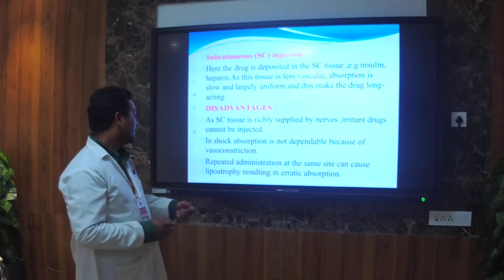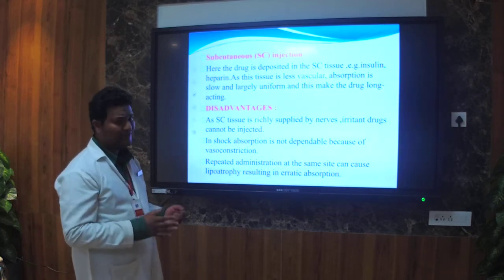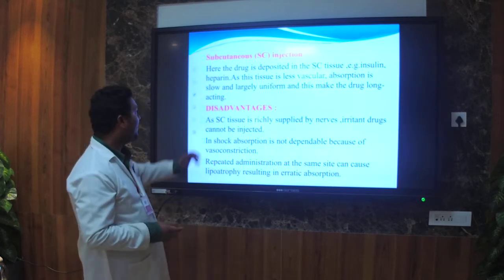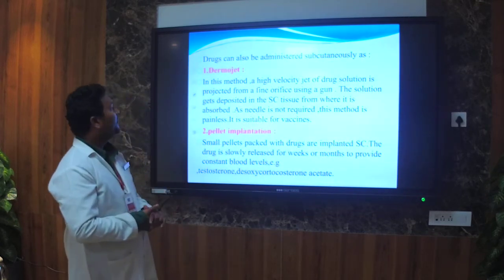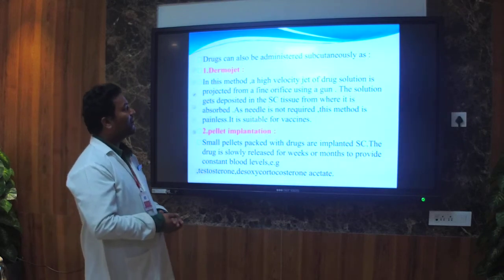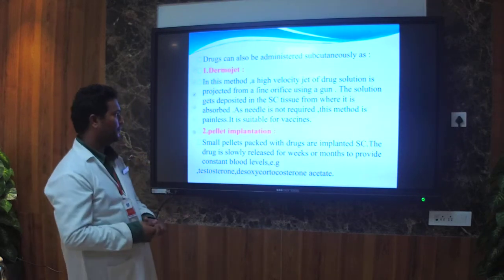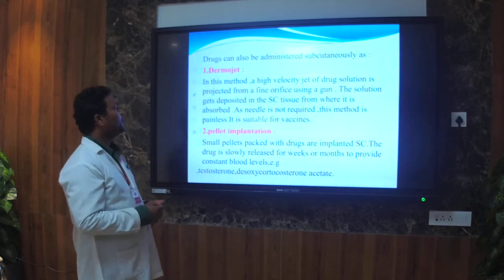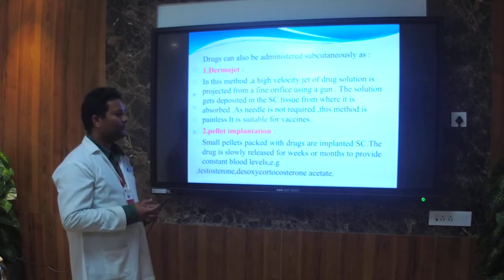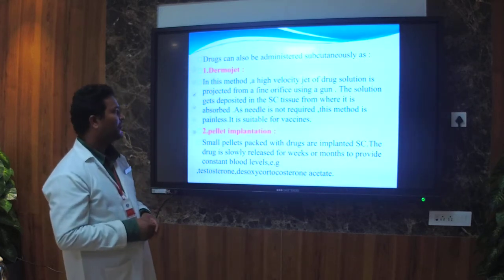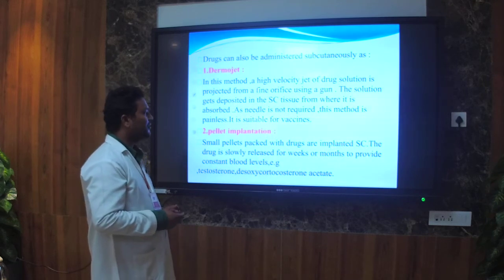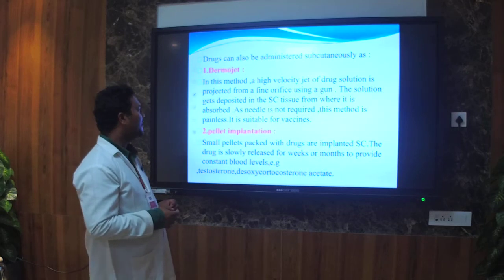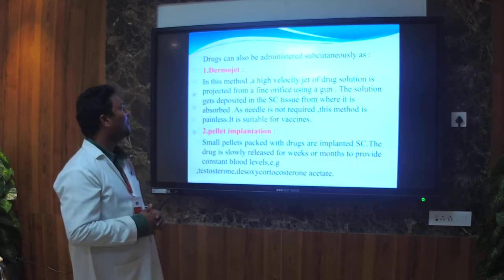Very important, lipotrophy is the reduction of the surface area, which can lead to erratic absorption. Then drugs can also be administered subcutaneously by Dermojet. In this method, a high velocity jet of drug solution is projected from a fine orifice using a gun. The solution gets deposited in the subcutaneous tissue, from where it is absorbed. As no needle is required, this method is painless. It is suitable for vaccines.